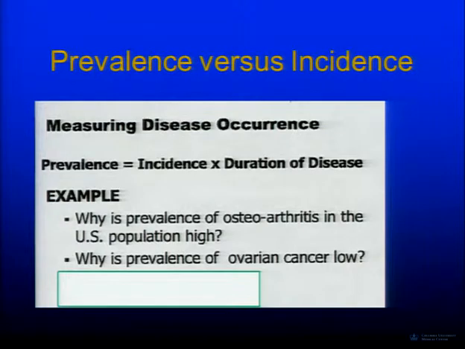So why is the prevalence of osteoarthritis in the United States really high? Yes? They live longer with the disease. So they have a long duration. They get osteoarthritis and then they go on for many years with it. Why is the prevalence of ovarian cancer low?